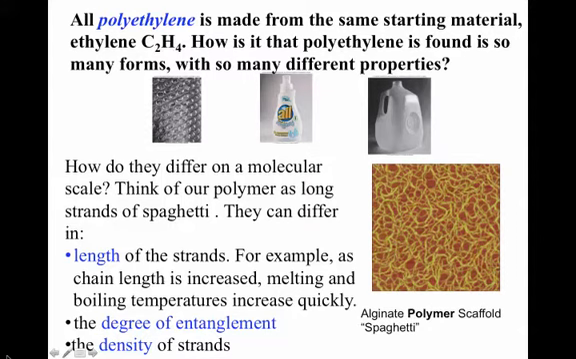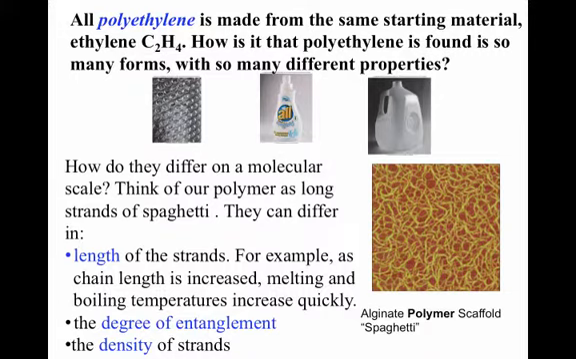If all polyethylene is made from the one monomer ethylene, why is it found in so many different forms, with so many different properties? We've got that lovely bubble wrap from packing materials that is so much fun to play with. We've got detergent bottles, which are very rigid and hard. And then we've got something in between, the lovely milk plastic jug. How do they differ on the molecular scale?